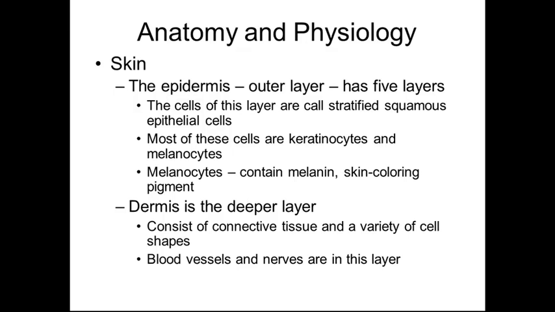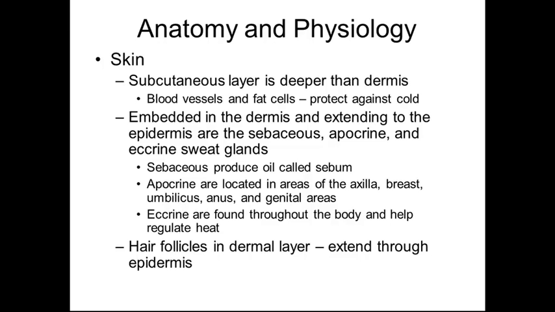The dermis is the deeper layer just below the epidermis and consists of connective tissue in a variety of cell shapes. It also has blood vessels and nerves. The subcutaneous layer, which is just below the dermis layer, contains blood vessels and fat cells to protect us against the cold.